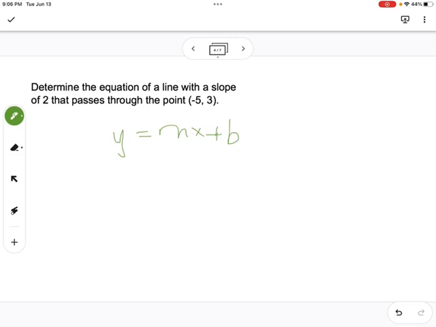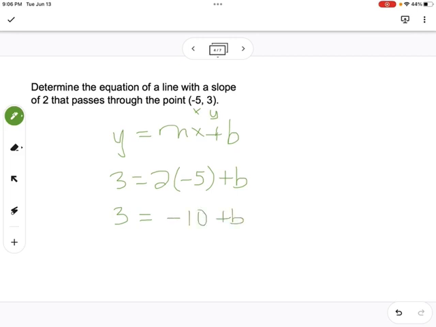So that means we need to take this point, the negative 5, 3, x is first, y is second, and put those into the y equals mx plus b, and then we're going to solve for b to find our y-intercept. So our y is 3, our slope is 2, and our x is negative 5 plus b. Okay, to solve this, we need to do 2 times negative 5 gives us negative 10.